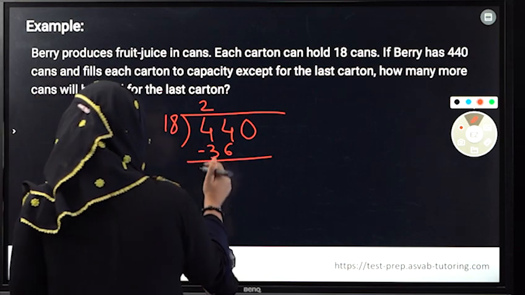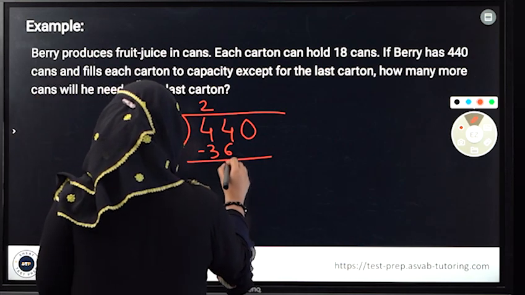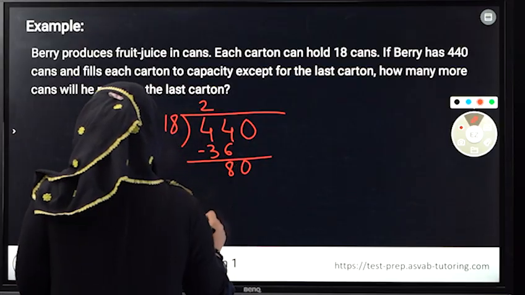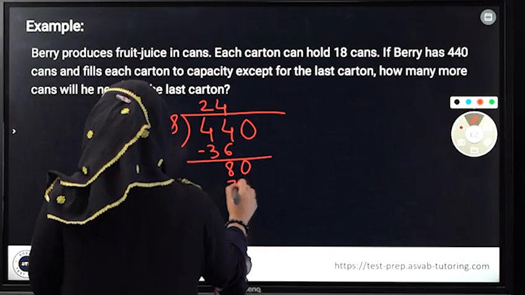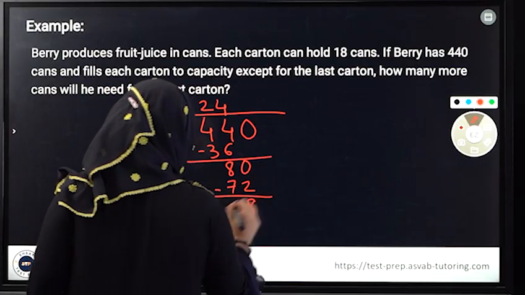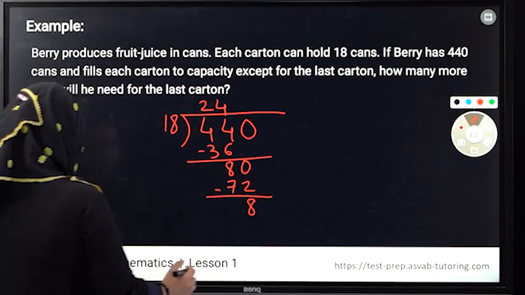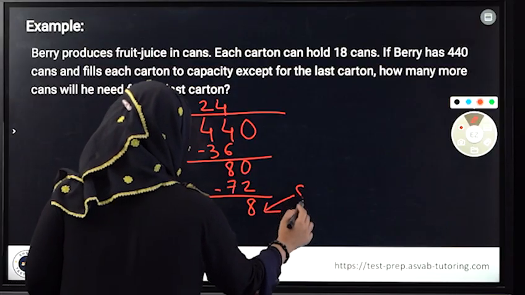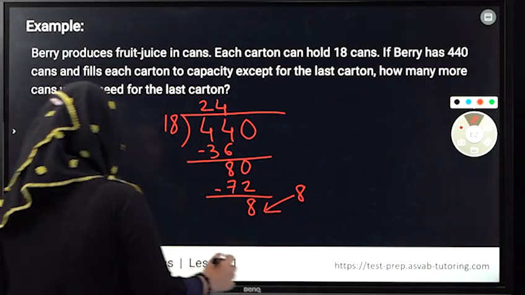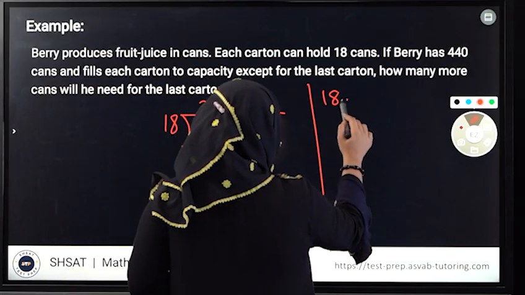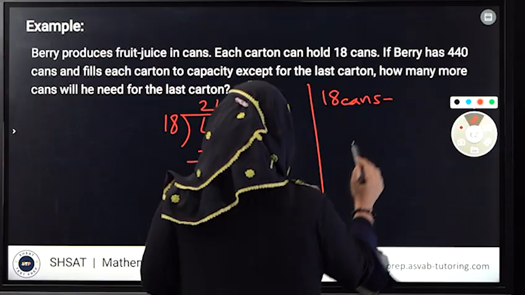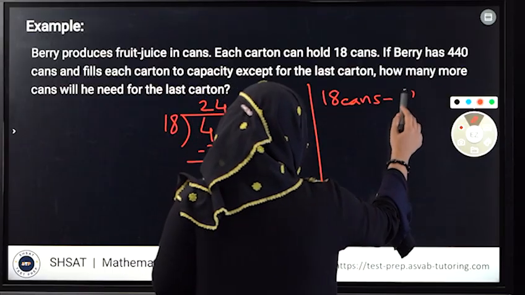So 18 times 2 is 36. Subtracting this gives me 8. Bring the 0 down, and we can now do 18 times 4, which is 72. That gives me 8 as my remainder. So see, my remainder here is what? It's 8. However, how many cans can it hold? It can hold 18 cans, but it gives me a remainder of 8.